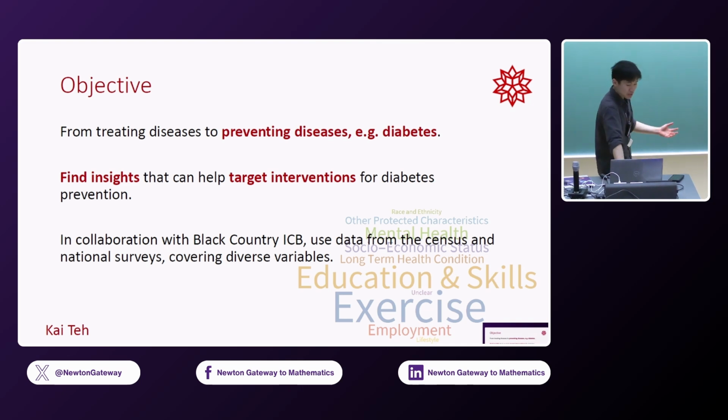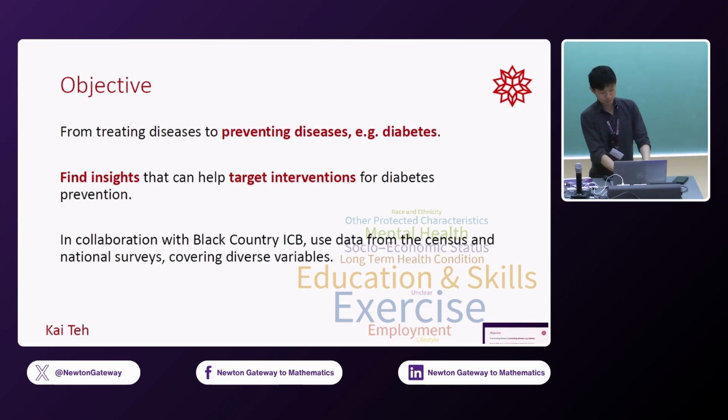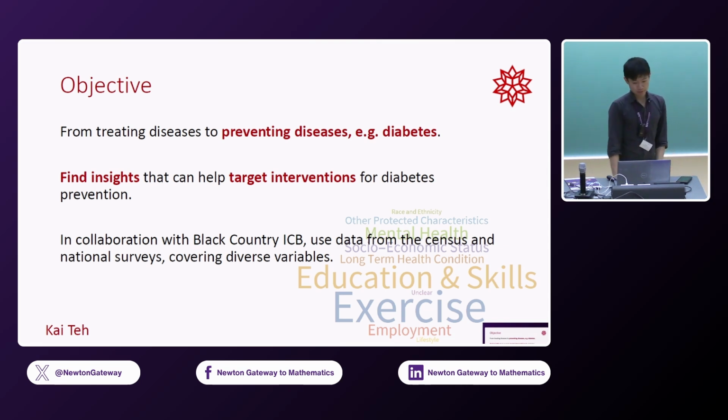There's been a recent push by NHS England to go from a treatment-based model to a prevention-based model for diseases such as diabetes, for those that you can prevent. And so it would be very helpful if we can find insights that can help target interventions towards diabetes prevention. Because of that, in collaboration with Black Country ICB, we set out to use data from the census and various national level surveys.